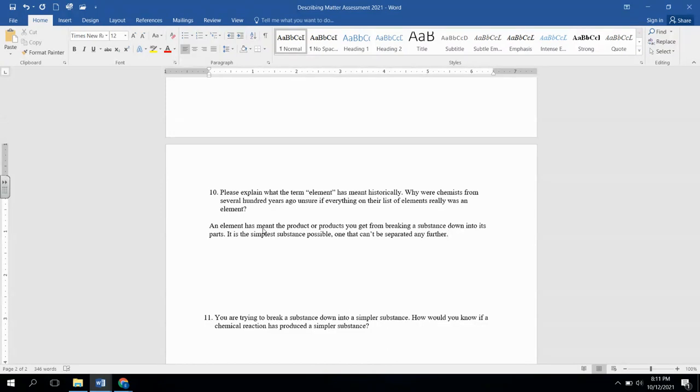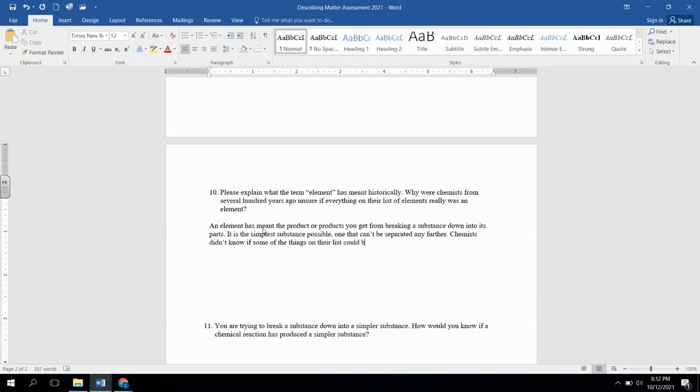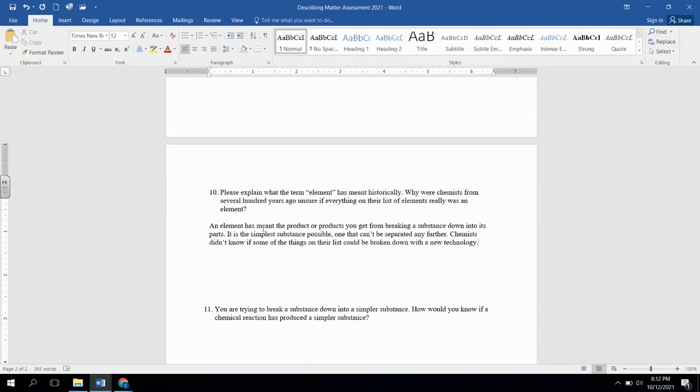So why were chemists several hundred years ago unsure if everything on their list of elements was really an element? Chemists didn't know if some of those materials, some of the things on their list, could be broken down with a new technology. And in fact, quite a few of them could be, and quite a few of them were. So they knew that their list of elements was always subject to change if someone learned, oh, hey, that's one thing that we thought was an element. But guess what? I just broke it down.